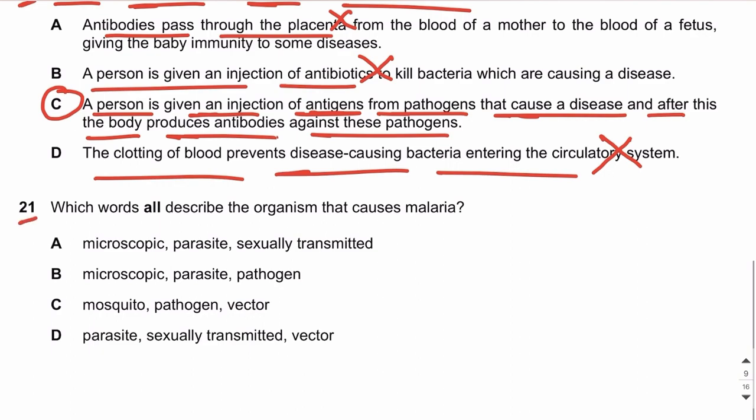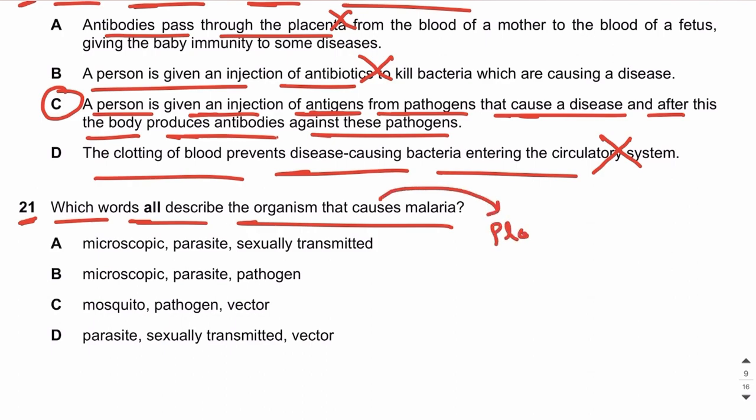Let's move on to MCQ number 21. Which words all describe the organism that causes malaria? So guys, malaria is caused by Plasmodium, and you should know that Plasmodium is a protoctist, right? And obviously it's microscopic. It's a parasite. Why is it microscopic? Because it's unicellular. It's a protoctist, and protoctists are unicellular eukaryotes, right? It's a eukaryotic cell and a unicellular eukaryote.